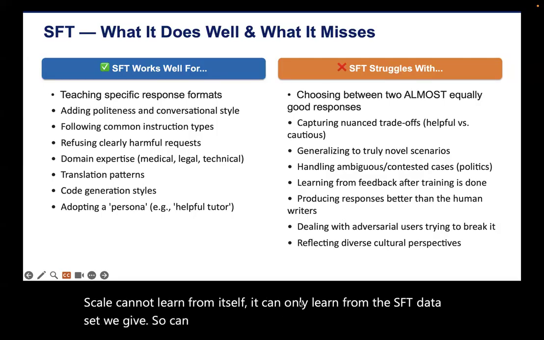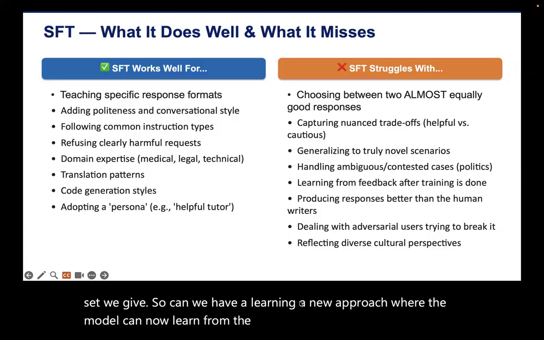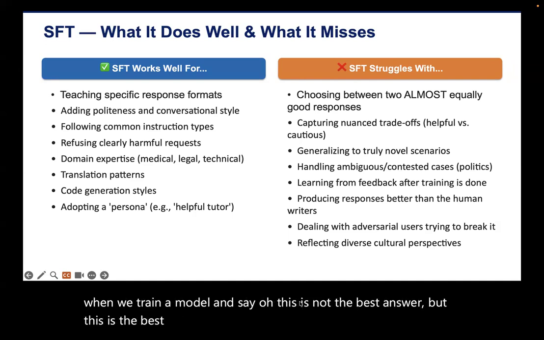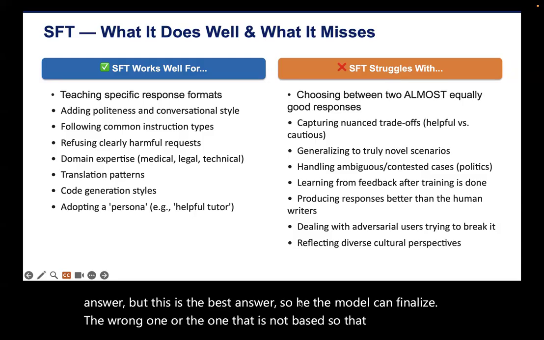So can we have a new approach where the model can learn from feedback? For example, when we train a model and say, oh, this is not the best answer, but this is the best answer. So the model can penalize the wrong one, the one that is not best, so that the model will not try to predict that one next time.